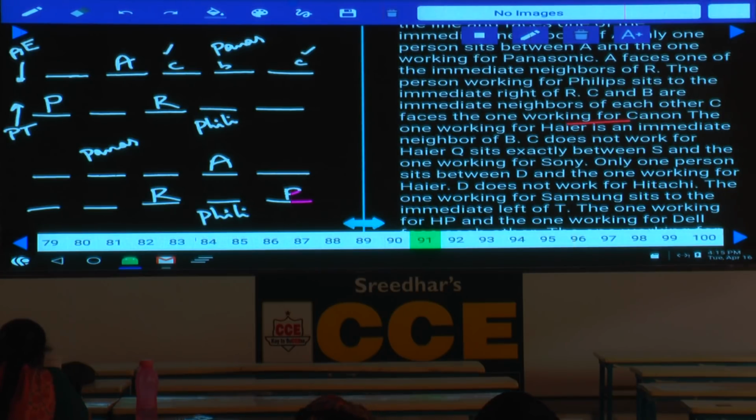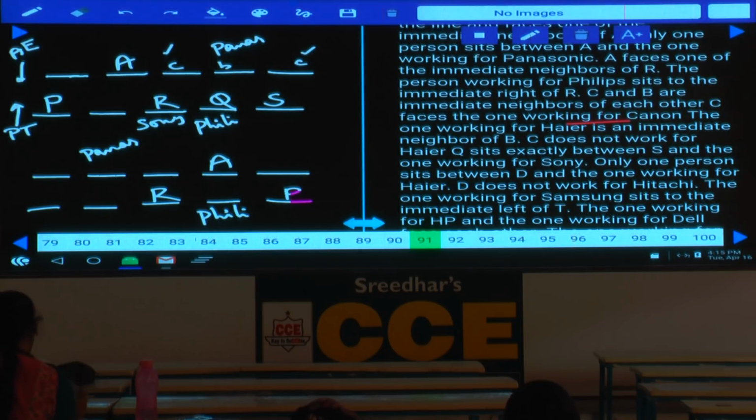The one who is working for Hitachi is an immediate neighbor of B. And C does not work for Hitachi. And Q sits exactly between S and the one who is working for Sony. That means Q is in between S and Sony. Hence S is here, and the one who works for Sony will be here. Isn't it?